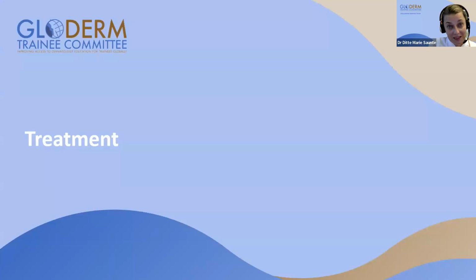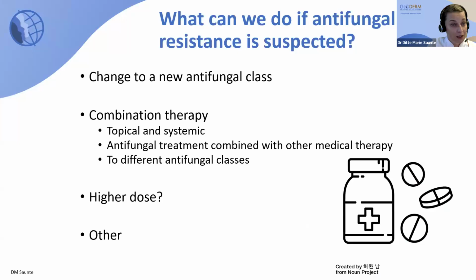So now we have detected the dermatophyte resistance. Now we're going to treat the patients. If we have a patient where we are suspecting antifungal resistance, then we can change the antifungal drug class, for instance from terbinafine to an azole treatment. We can also combine topical and systemic therapy. We can also combine antifungals with other medical therapies, and we can also use two different antifungal classes at once, giving a higher dose and maybe also other things.